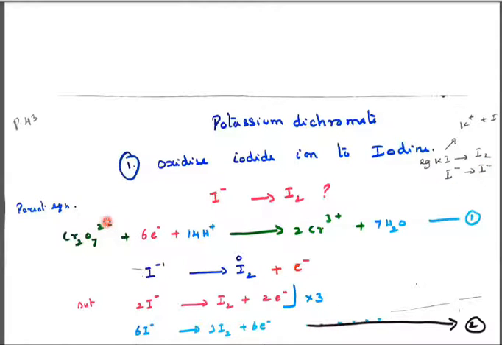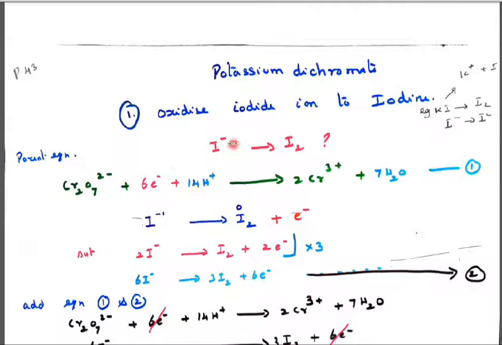So Cr2O7 2 minus, just now we solved the parent equation with 6 electrons and 14H plus, giving 2 chromium 3 plus and 7H2O, considered as the first equation. Then our question is I minus to I2. I minus is minus 1, I2 is 0. Which is the maximum oxidation state? 0 is the maximum. The difference between minus 1 and 0 is 1, so that 1 is considered as an electron put on the higher oxidation number side. But here there are 2 iodines, so you put a 2 here and multiply the electron by 2. So you get 2 I minus giving I2 plus 2 electrons.